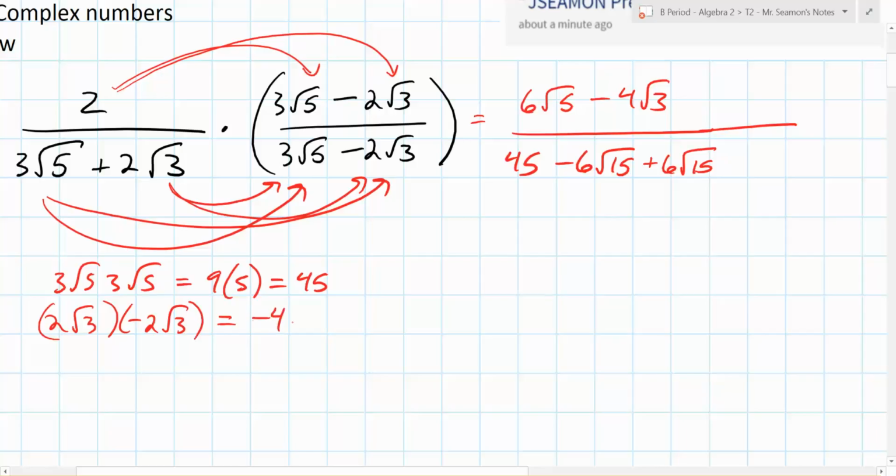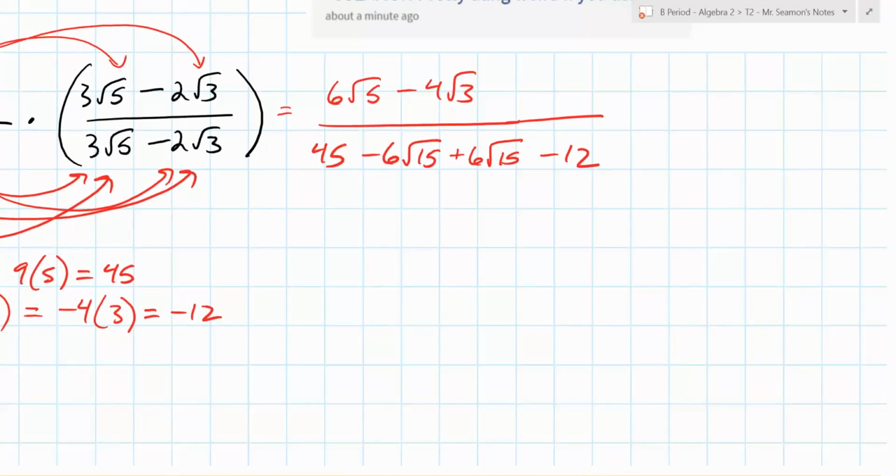Negative 4, and what's root 3 times root 3? 3, so what's it come out to be? Negative 12. Minus 12, exactly. It's just what's under. Think of table. That's why I say it over and over again. It doesn't matter what's underneath. The square root of a table times the square root of a table is a table.